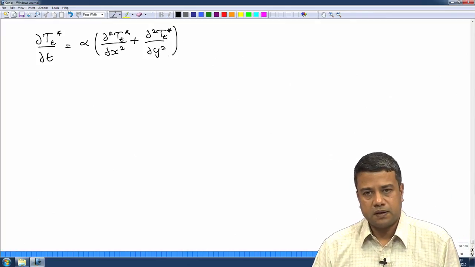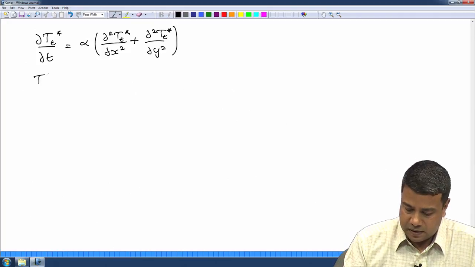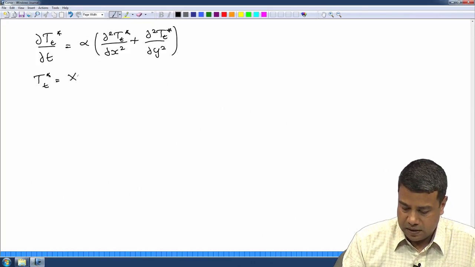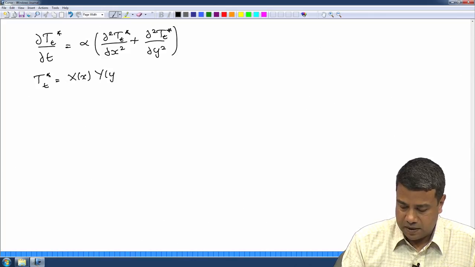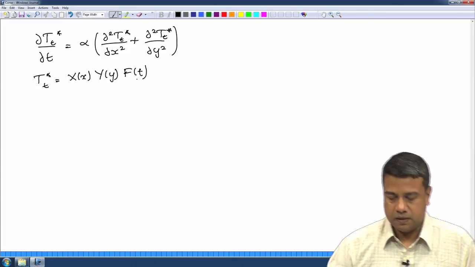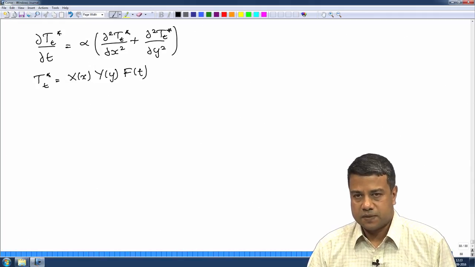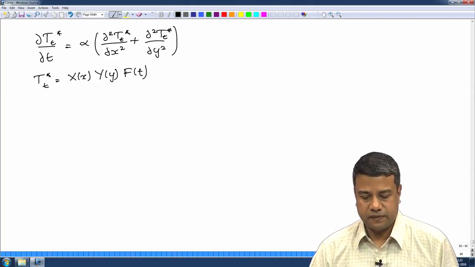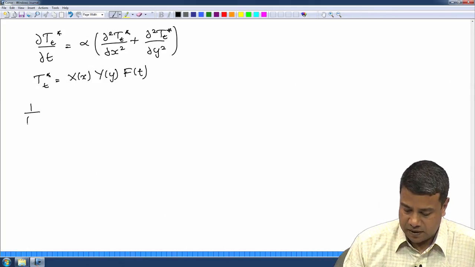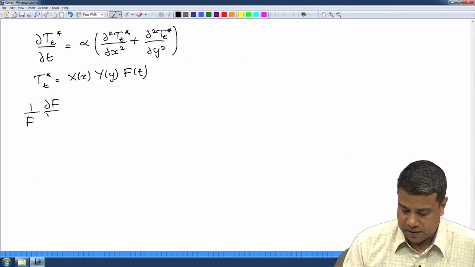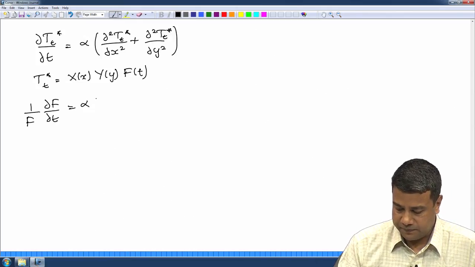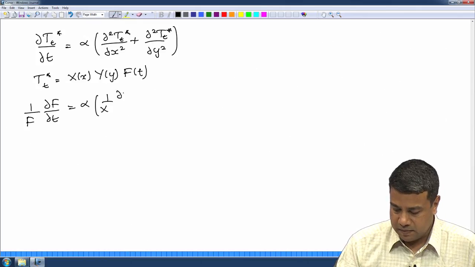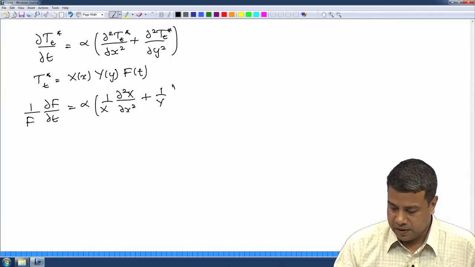Okay. Separation of variables: T star transient is equal to X of x, Y of y times some function of t. Substitute into the equation, divide throughout by X times Y times f. On the left side, I will get 1 over f partial f by partial t is equal to alpha into 1 over X partial square X by partial x square plus 1 over Y partial square Y by partial y square.